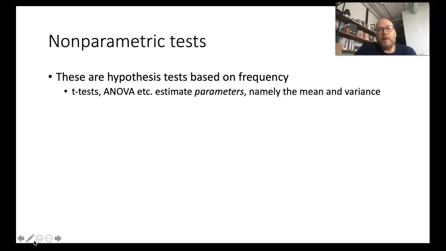Remember, a parameter is something that belongs to a population. Like in most cases, we've been talking about the mean and variance, or the mean and standard error, or things like that. But when you're just counting how many times something happens, you don't really average it. It's like when you take a vote, you don't average, you just count. And so it's very similar to that. And so for that reason, these are called non-parametric tests.